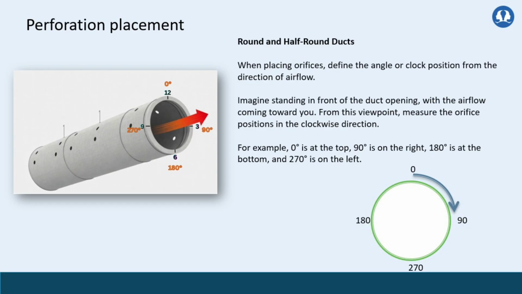For round and half-round ducts, when placing orifices, define the angle or clock position from the direction of airflow. Imagine standing in front of the duct opening with the airflow coming toward you. From this viewpoint, measure the orifice positions in the clockwise direction. For example, 0 degrees is at the top, 90 degrees is on the right, 180 degrees is at the bottom, and 270 degrees is on the left.